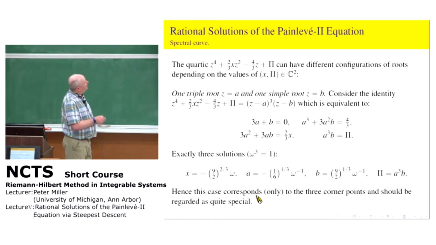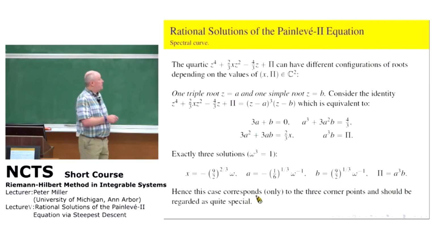So let's consider this identity. Let's write this quartic polynomial as z minus a cubed times z minus b, and get some relations between a, b, and x and pi. So we just compare the coefficients. These 4 equations have to hold true, which should relate a and b with x and pi. There are exactly 3 solutions of this problem. So let omega be a cube root of unity. Then x is minus this number times omega, a is this number times 1 over omega, and b is this number times 1 over omega. And moreover, the integration constant pi has to be exactly a cubed times b, whatever these numbers are.